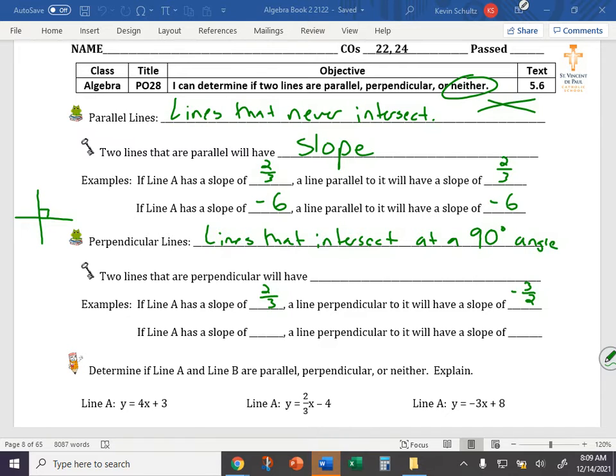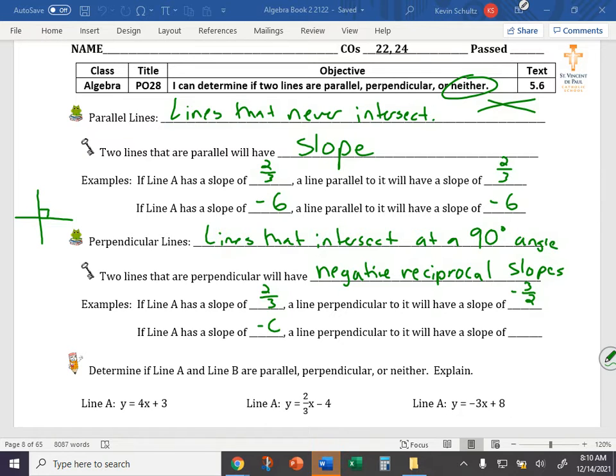The fancy math phrase for that is called negative reciprocal slopes. The negative part means the sign changes, and the word reciprocal means that it flips. So negative reciprocal slopes. The sign changes and the fraction flips.